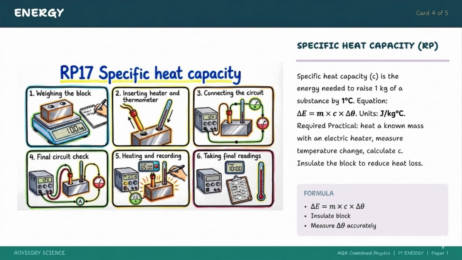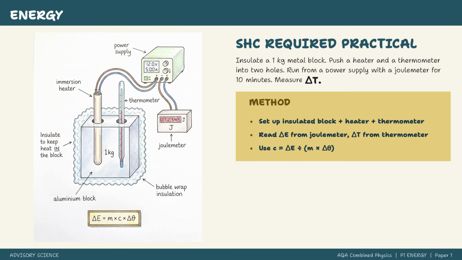To measure specific heat capacity in a school lab, you blast a material with electricity and track how the temperature responds. The setup requires a 1 kilogram block of metal, such as aluminium, which has 2 holes drilled into the top. Inside the first hole, you place an electric immersion heater, and inside the second hole, you place a thermometer. The heater is connected to a power pack and a joule meter, which physically counts the energy entering the block.